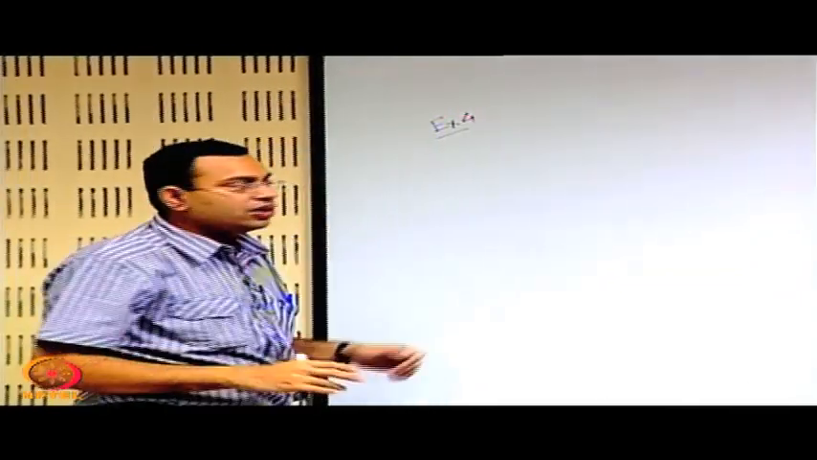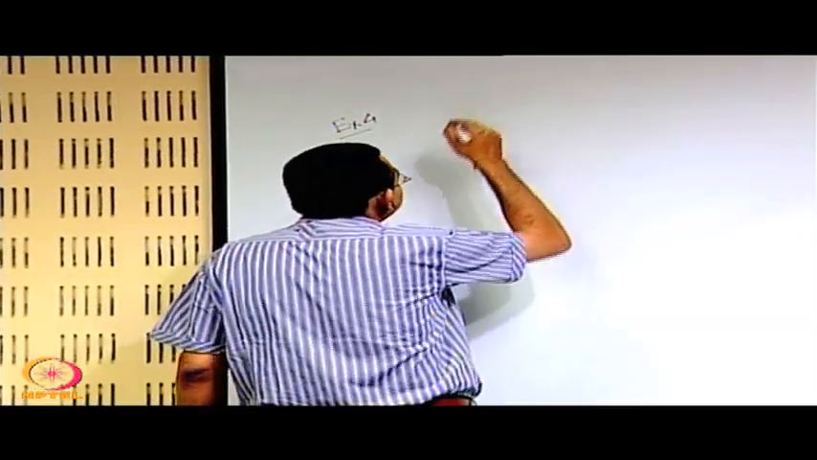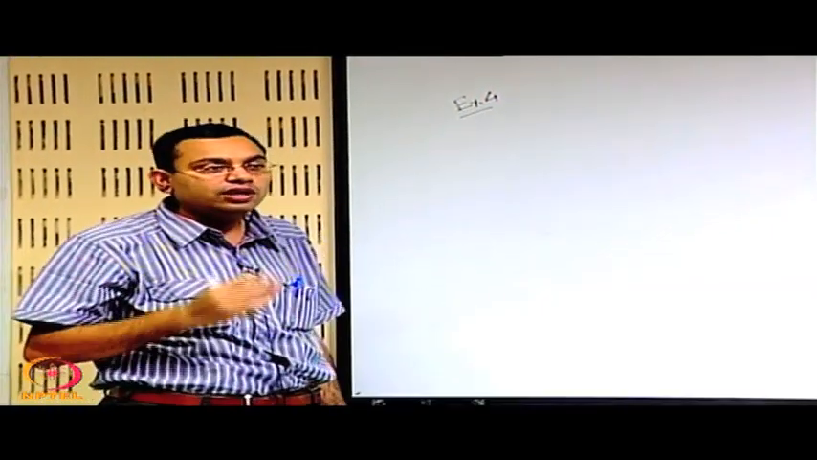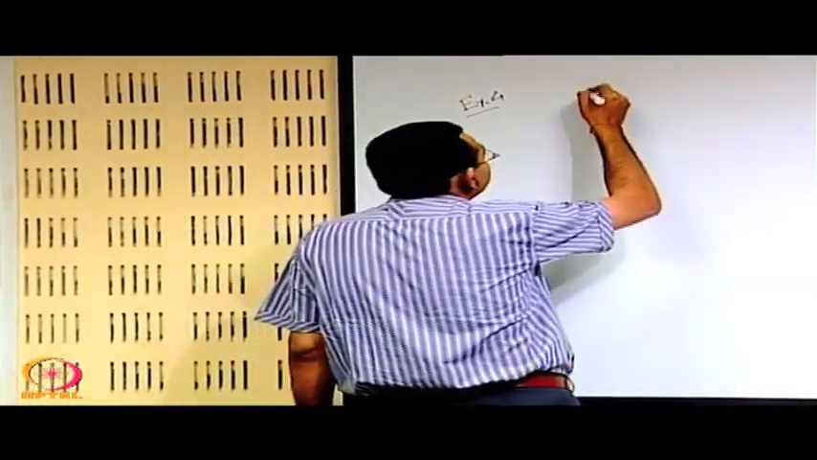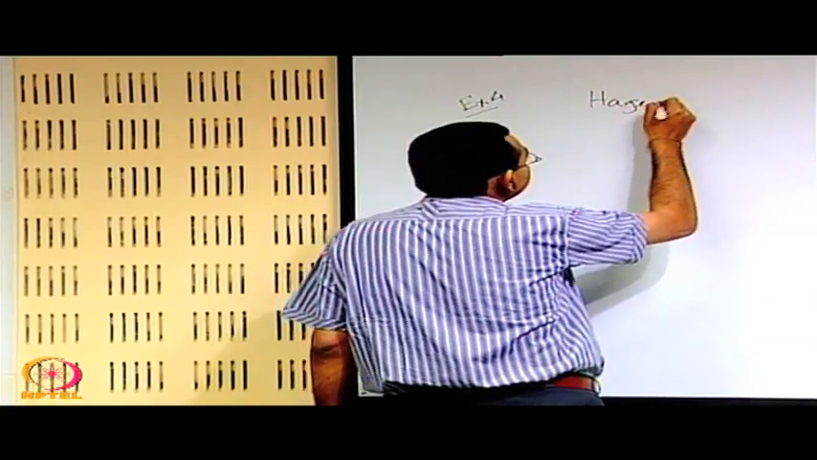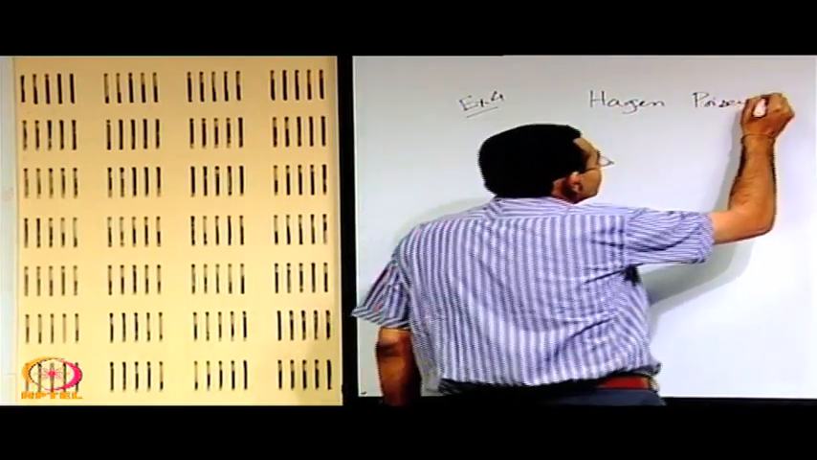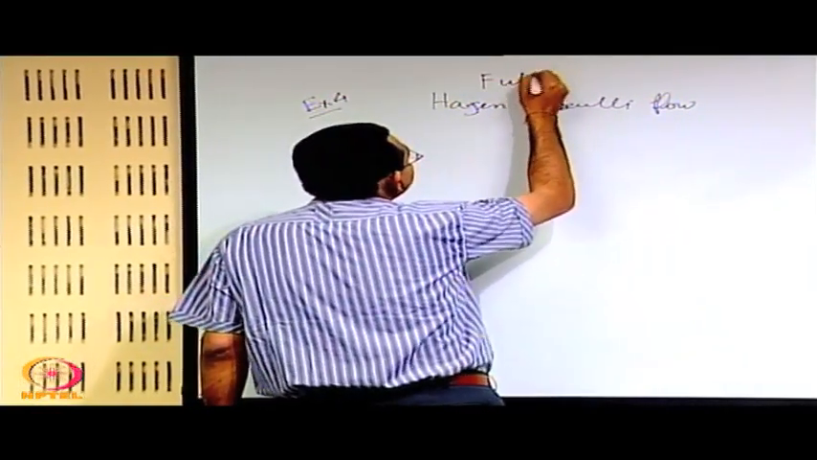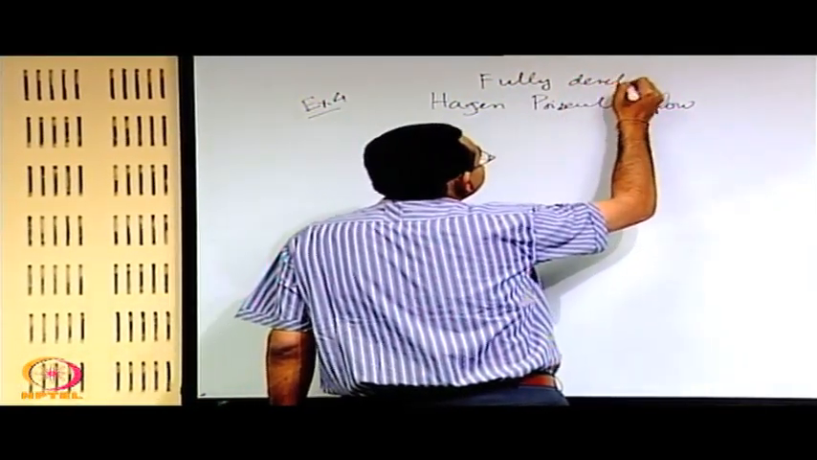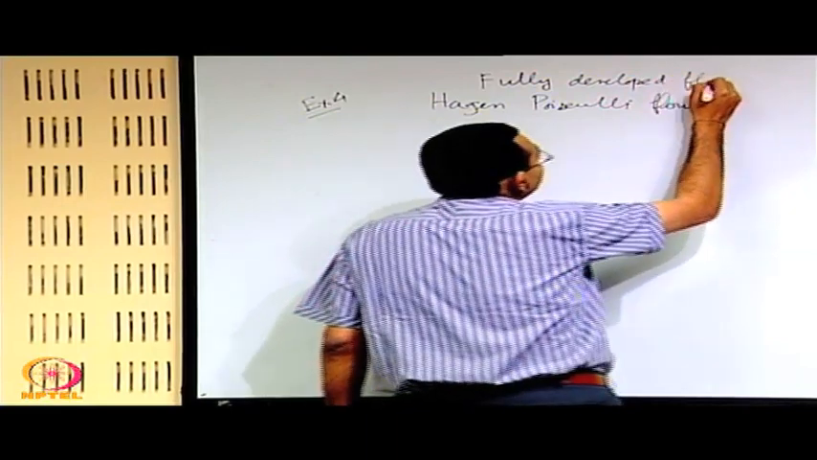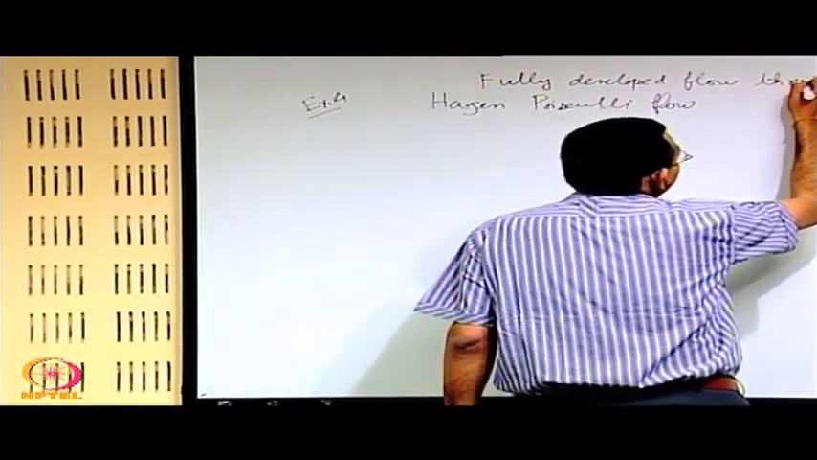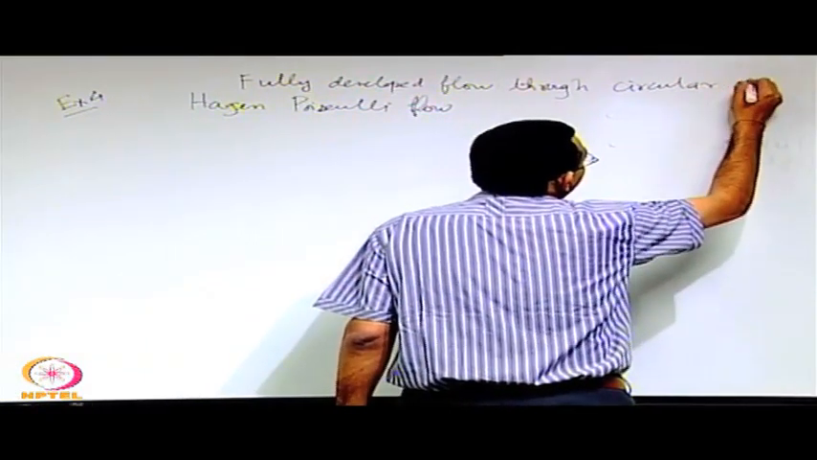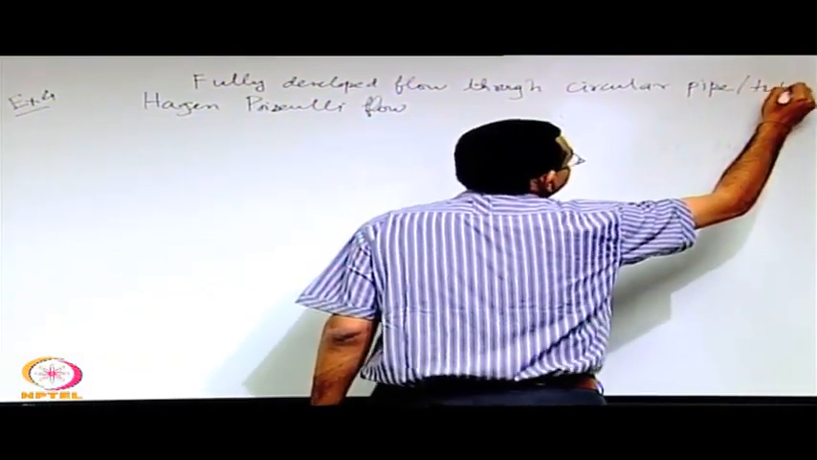Here we are going to discuss something which is very important from engineering applications, fully developed flow through circular pipes. That is known as Hagen-Poiseuille flow. That is basically fully developed flow through circular pipes or tubes or whatever.